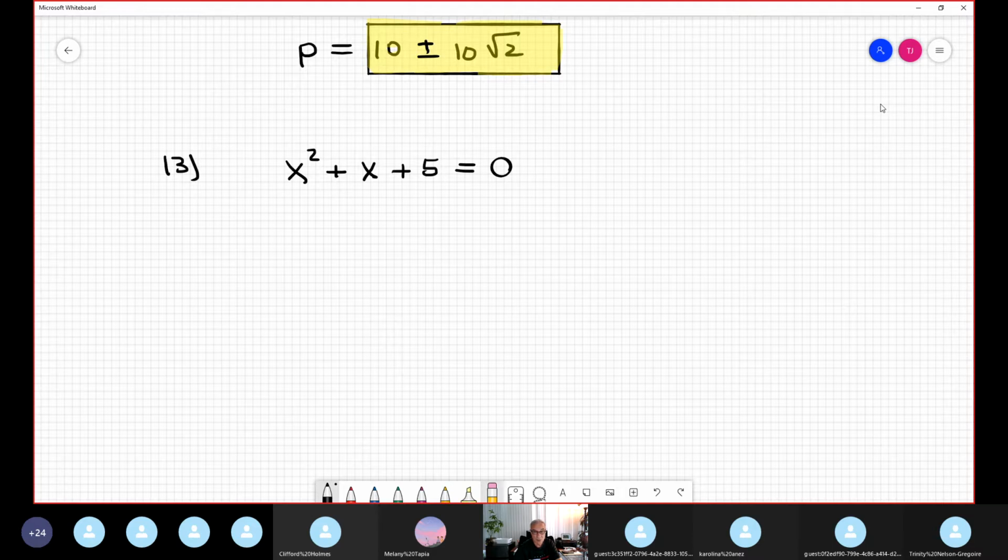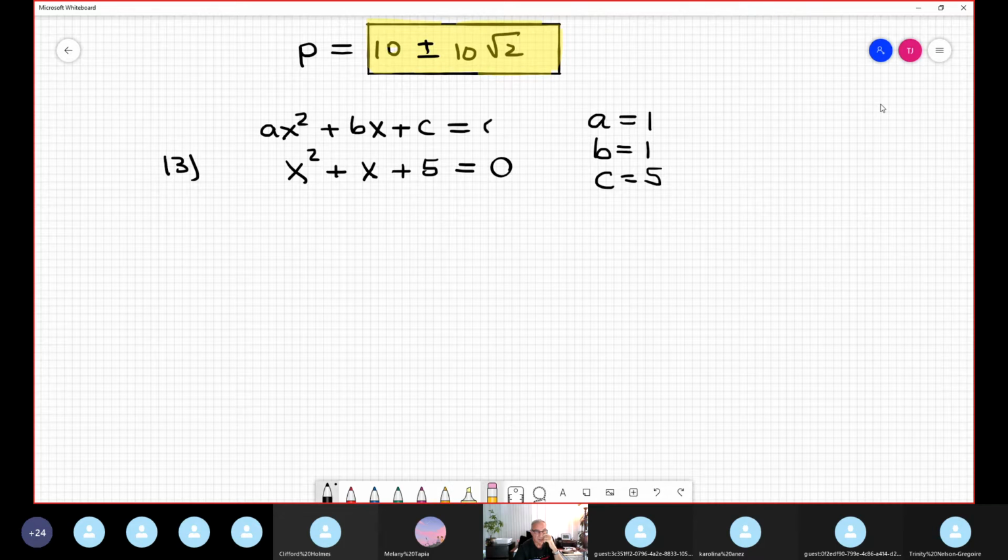Okay, in this case, this equation is a quadratic equation. How do you know it's a quadratic equation? These two, this exponent degree 2, indicates that it is quadratic. So now A is 1, B is 1, and C is 5. ABC: ax squared plus bx plus c equal to 0.